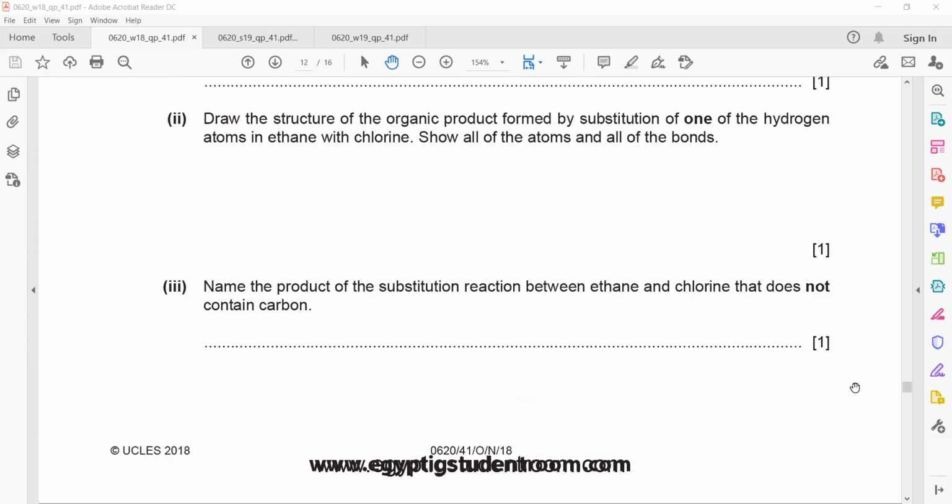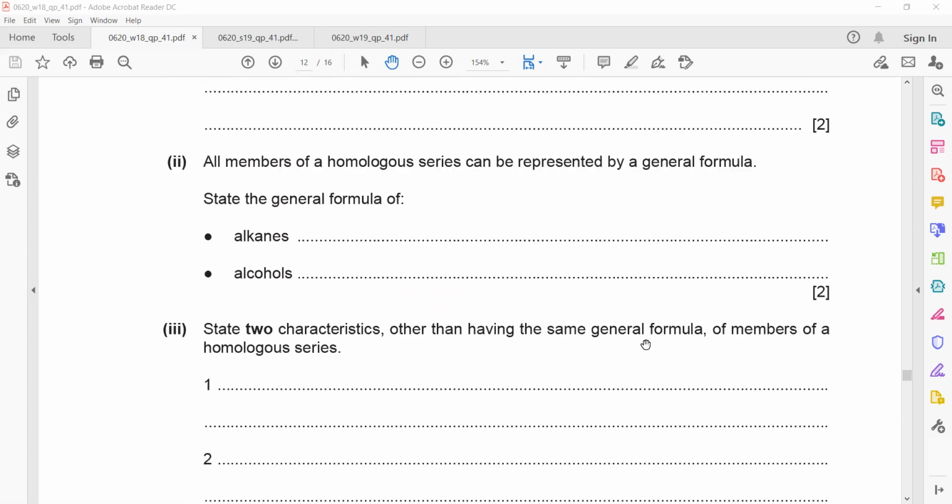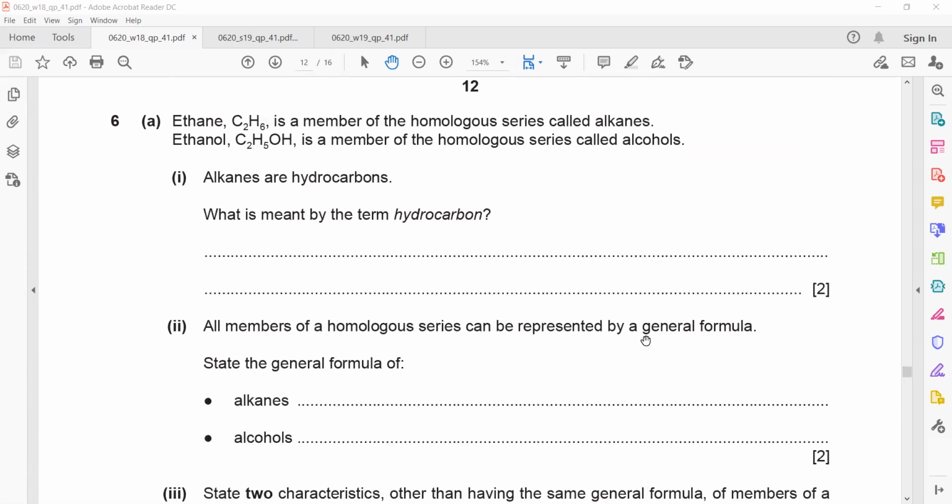Any question related to this part, organic chemistry discussion? You will find repetition in these questions, like defining hydrocarbon, homologous series, naming the alcohol, carboxylic acid. So I'll end this session and share this recording with you.